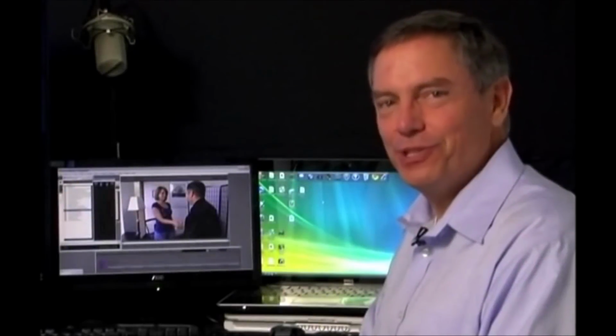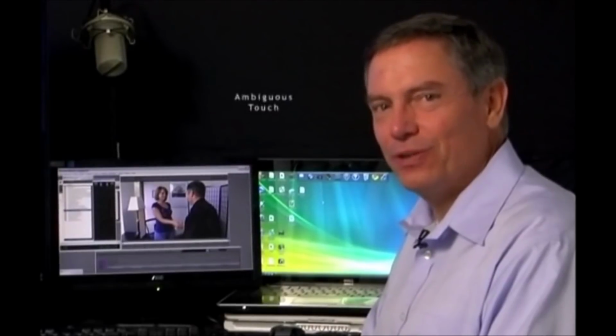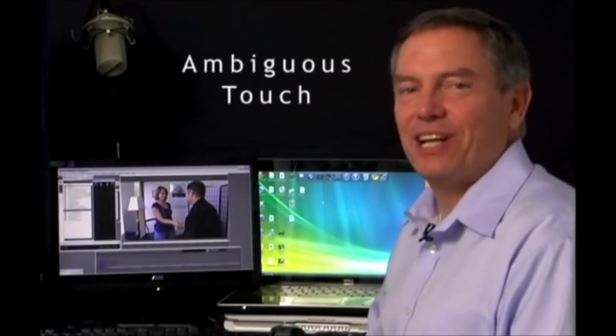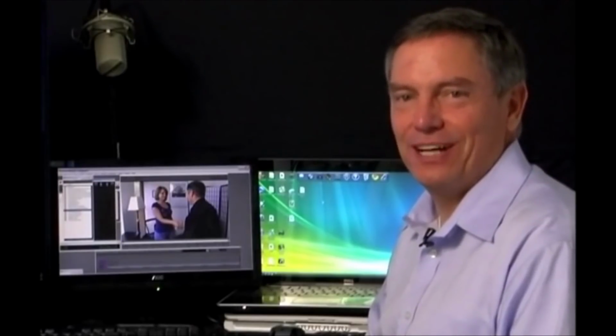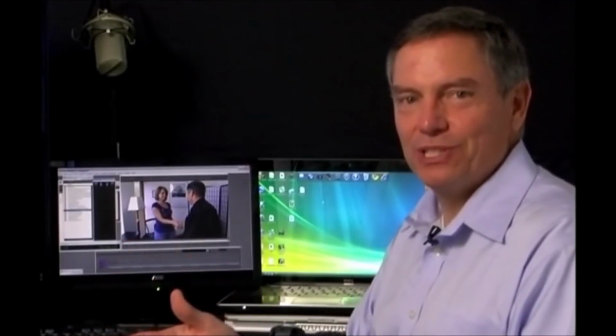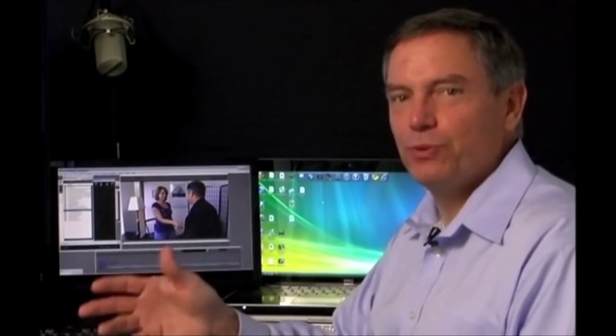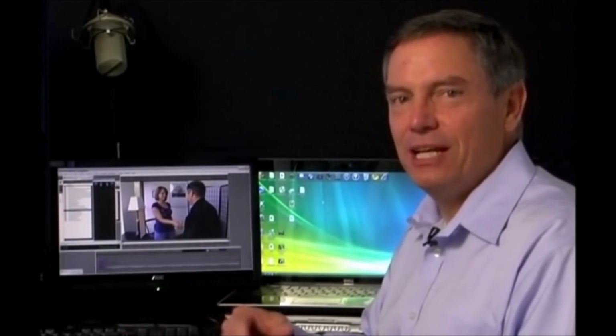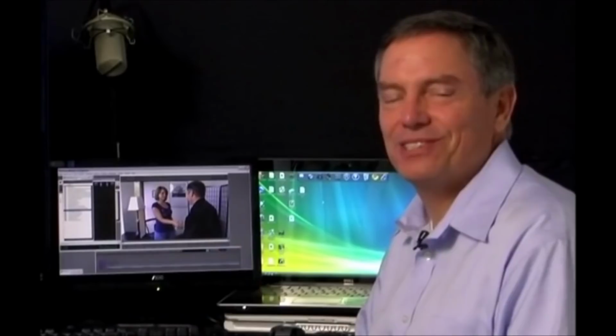Look at another confusion induction. This one is called the Ambiguous Touch. Now, the story goes that psychiatrist Milton Erickson got in trouble for using this. People didn't want to shake his hand. He would shake hands with the person, and then, as he withdrew his hand, touch their hand in various places, and then talk them into a trance.